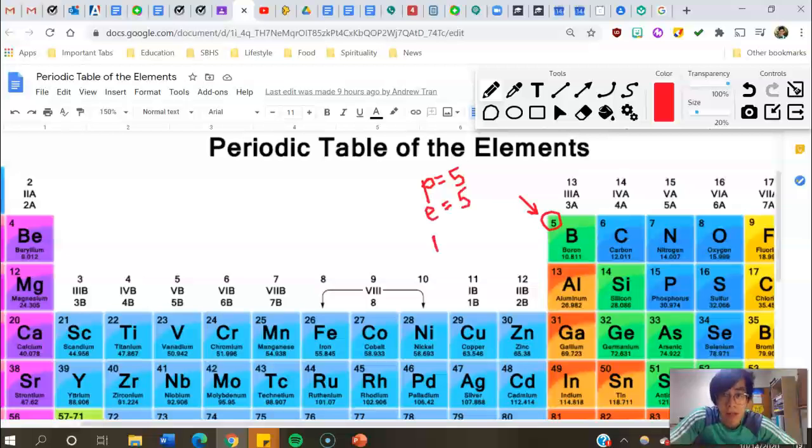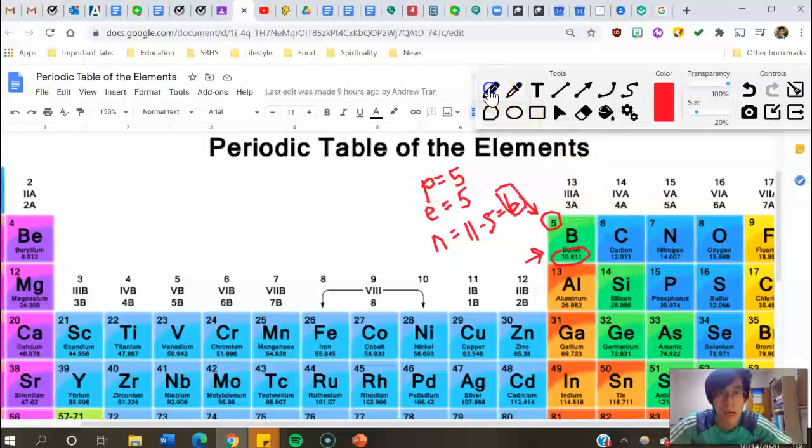Okay, how do I find the neutrons? I have to use the atomic mass right here, which is 10.811. I'll round that up to 11, and I'll subtract the atomic number, which is 5. So 11 minus 5 is equal to 6. Okay, so that is my number of neutrons.